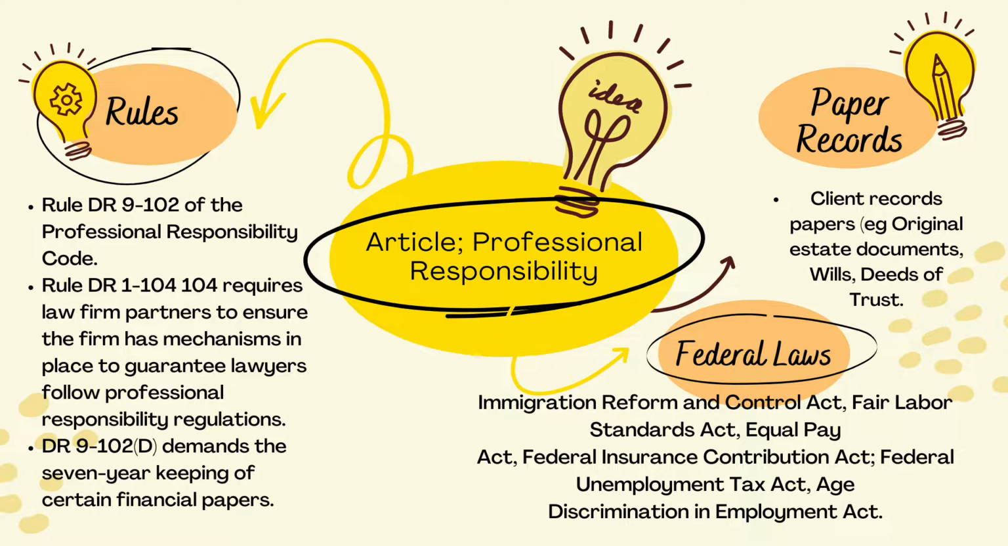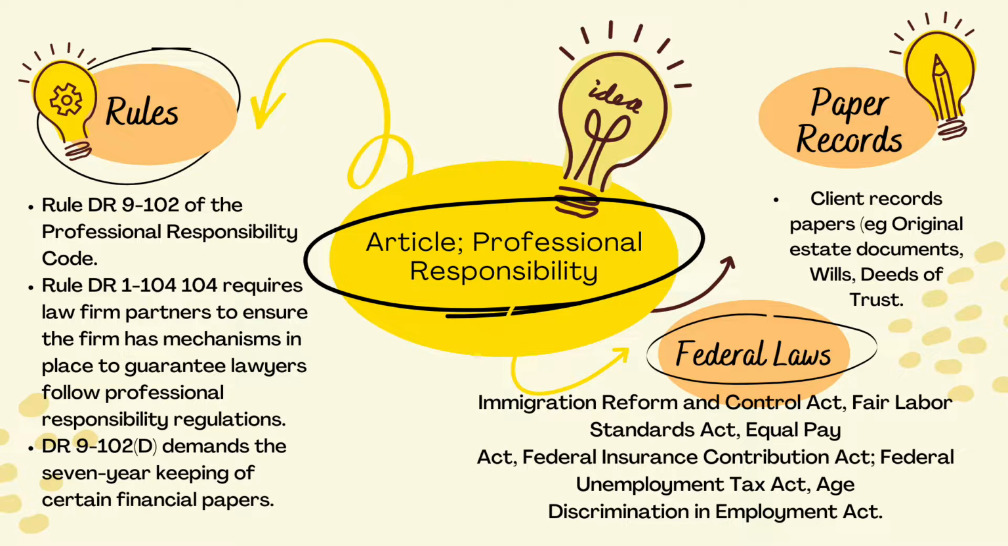Meanwhile, DR 1-104 requires law firm partners to ensure the firm has mechanisms in place to guarantee lawyers follow professional responsibility regulation. And the last one is DR 9-102D, which demands the 7-year keeping of certain financial papers.